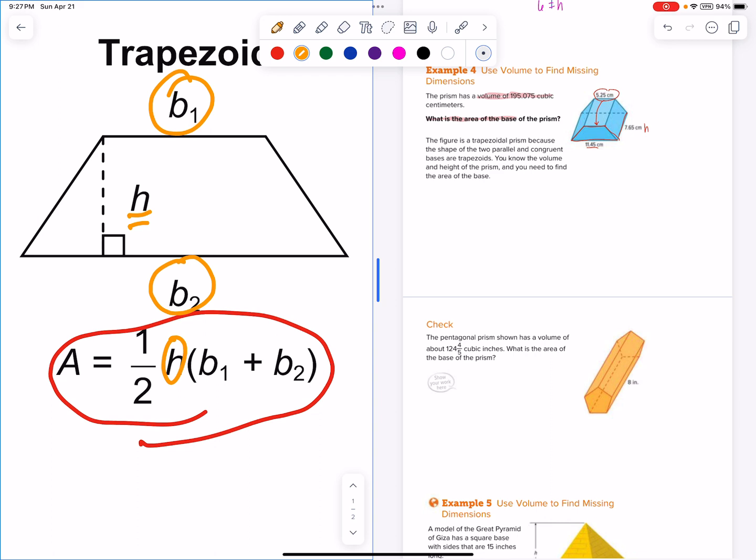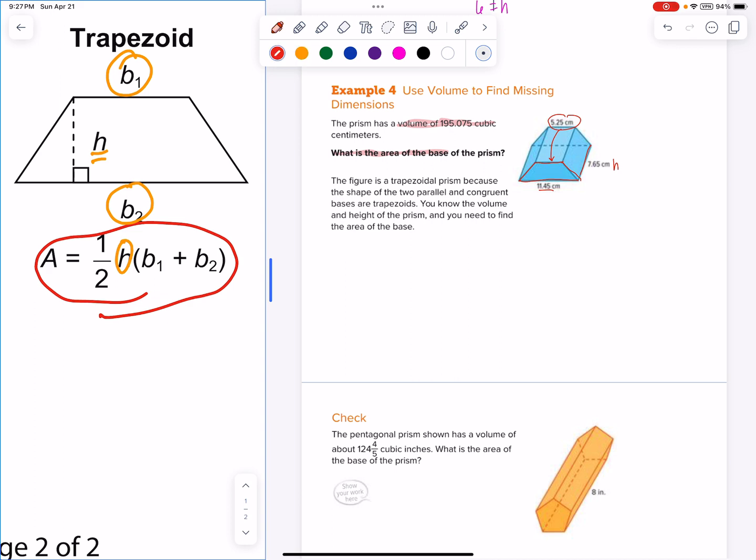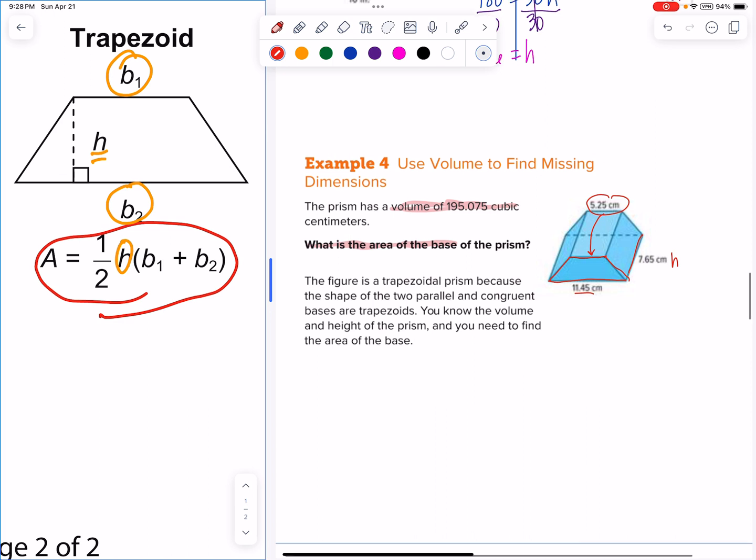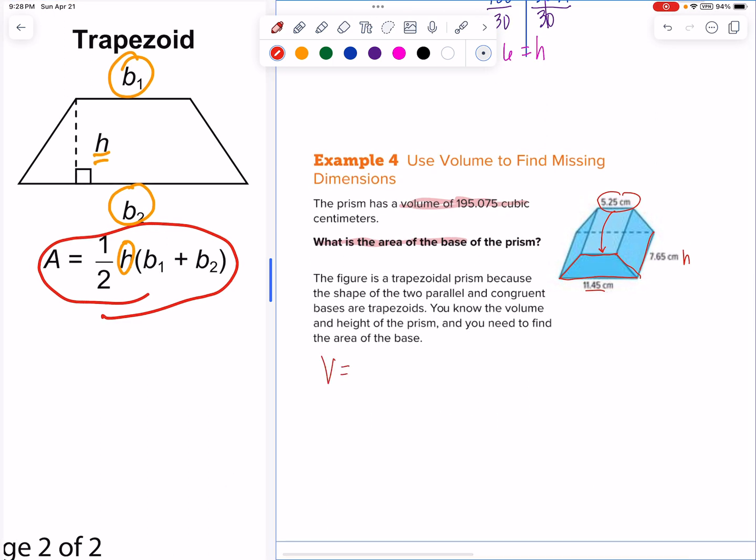So let's go ahead and start laying this out and figuring stuff out. Set up your volume formula. Volume equals big B times H. I try to keep it simple like that first. Now let's start to fill out some things that we know. We know the volume is 195.075, equals, and then we have the area of the base. The area of the base is this particular formula that we have on the formula sheet.